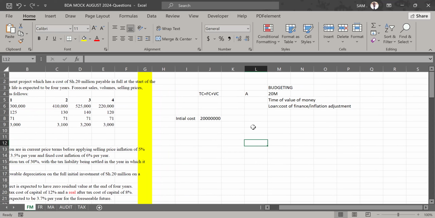Now, to put it together step by step, we know the project life is 4 years. So let us list the years. Year 1, year 2, year 3, and year 4. That is the project life. Those are the years. Then let us bring sales.